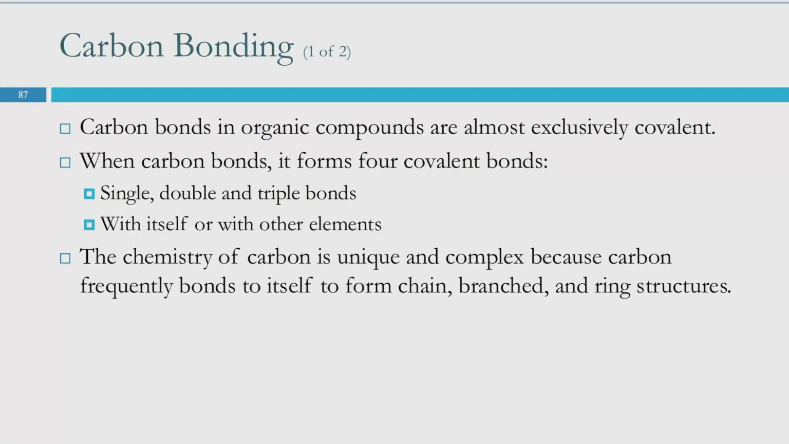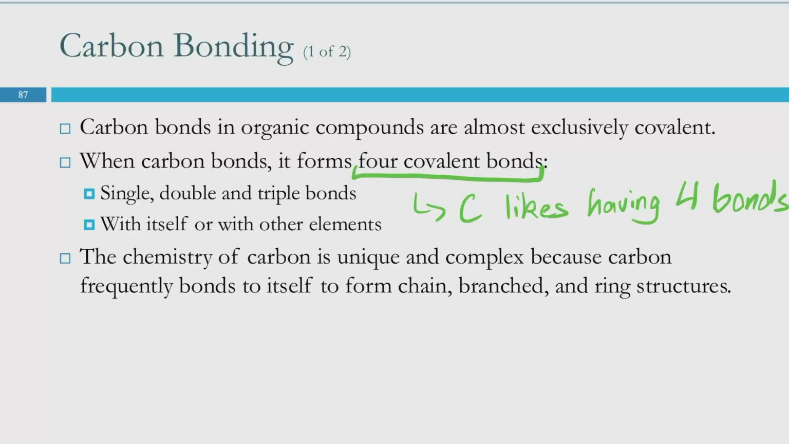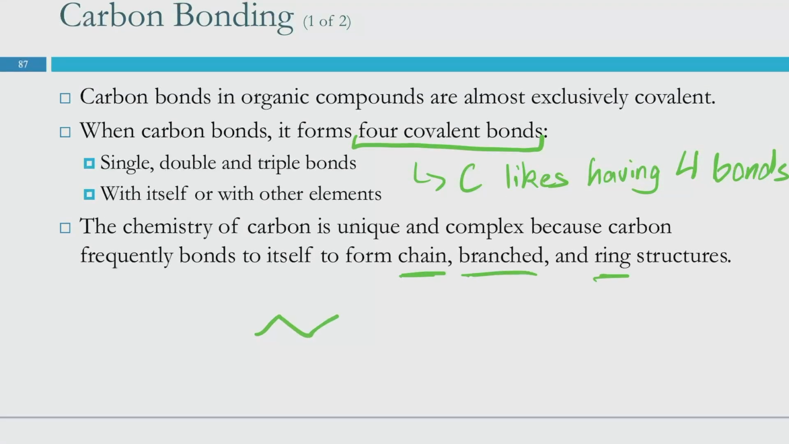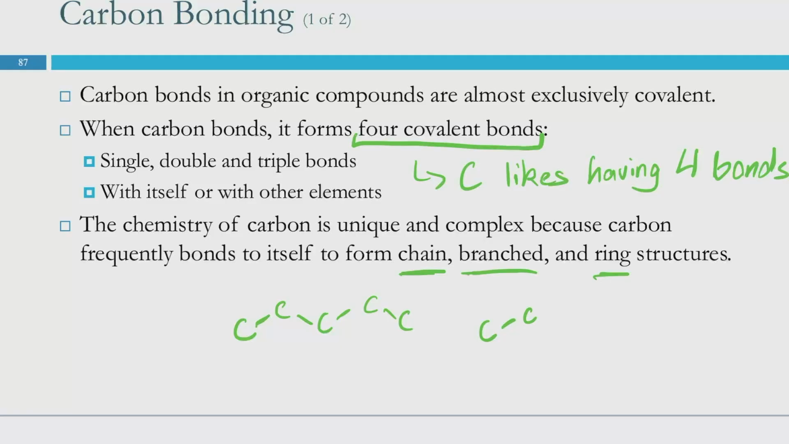Carbon bonds in organic compounds are almost exclusively covalent. When carbon bonds, it forms 4 covalent bonds. Carbon likes having 4 bonds. You can distribute that into any number of single, double, or triple bonds as long as the total number of bonds adds up to 4. And it'll typically form chains, branched, and ring structures. So chains would just be carbon bonded to carbon, bonded to carbon, bonded to carbon, for example, but in a straight line. Branched would also be carbon bonded to carbon, but one of those might be bonded to another carbon. There's extra carbons now all of a sudden. So those would be examples of branched.